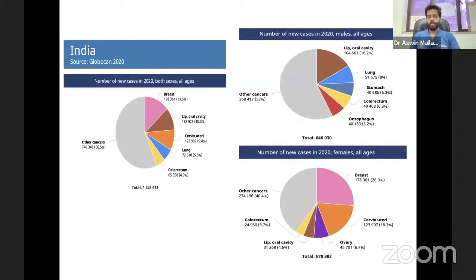Coming now, we already saw the global distribution. Now we can see Global and India. Globally, what do they have to tell us? This is not the total incidence of the cancer. You have to remember this is the number of new cases.